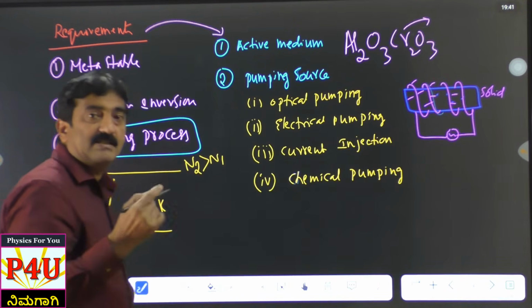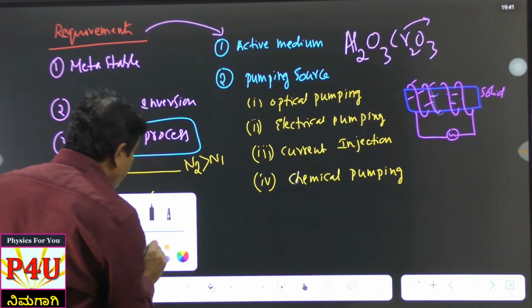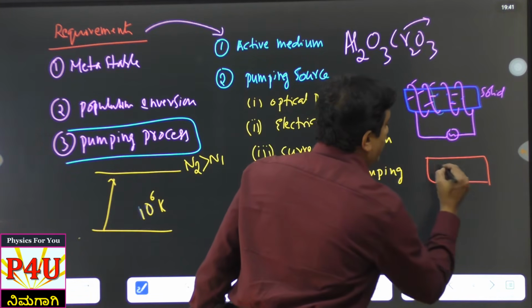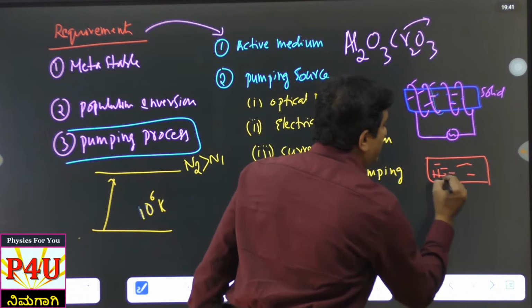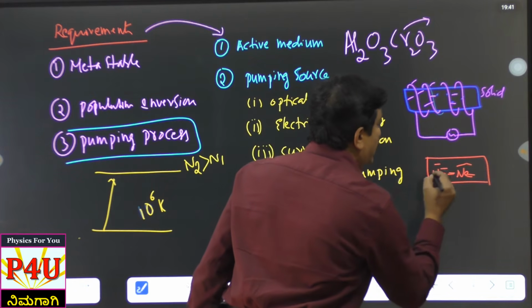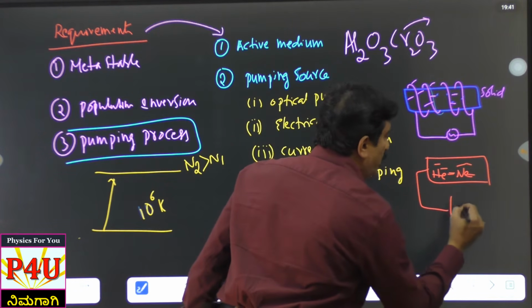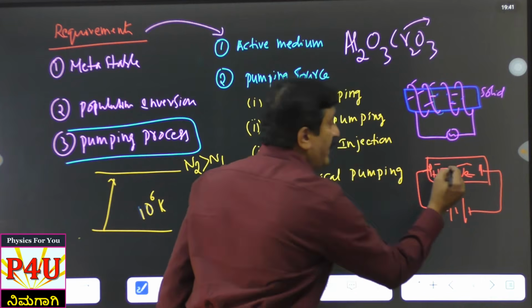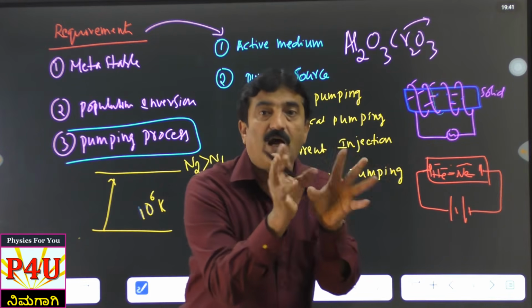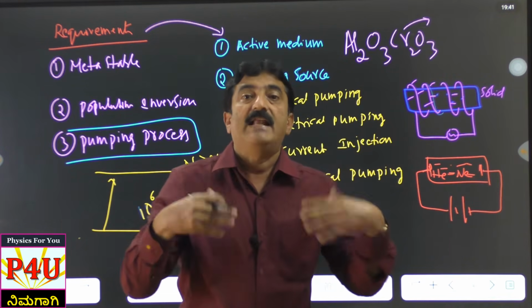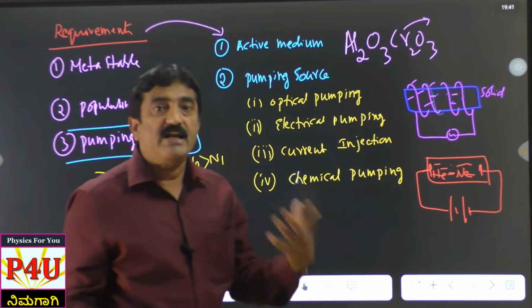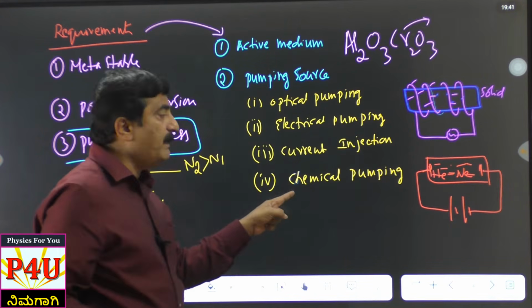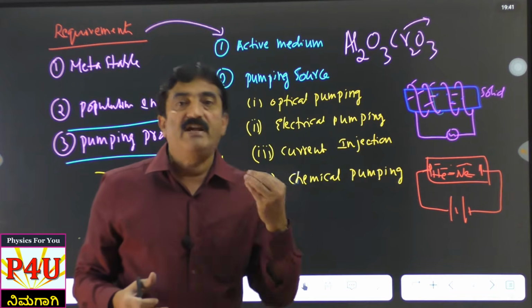Sometimes we use gases also. For example, helium neon. Helium neon is a gas taken in a container. It is helium neon gas, and the gas is connected to a high voltage power supply, and when you switch on the power supply, helium and neon gases are ionized. This is called electric pumping. So electric pumping is suitable for gas lasers. Like that, chemical pumping is suitable for liquid lasers.